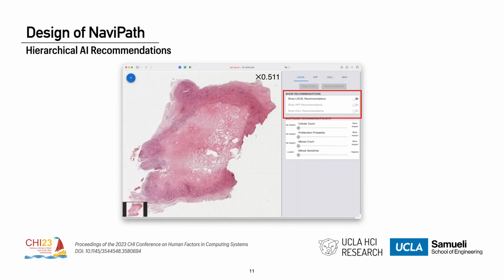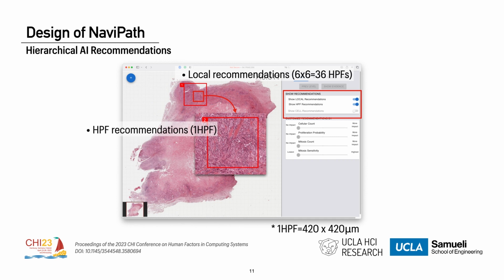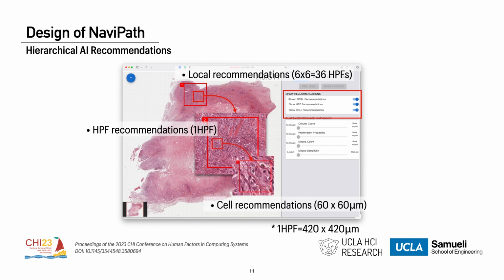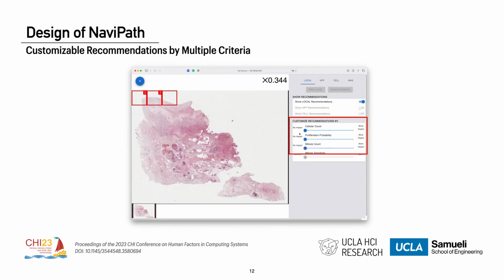NaviPath provides 3 levels of AI recommendations that vary in their level of detail, echoing pathologists' navigation preferences. These recommendations include 1. Local recommendations, which are visible even at low magnification and support pathologists in their initial overview of the scan. 2. Hyperfield recommendations, which are designed to assist pathologists when examining the scan at high magnifications. And 3. Cell recommendations, which has the highest level of magnification to aid pathologists in determining whether a suspected cell is indeed the target.